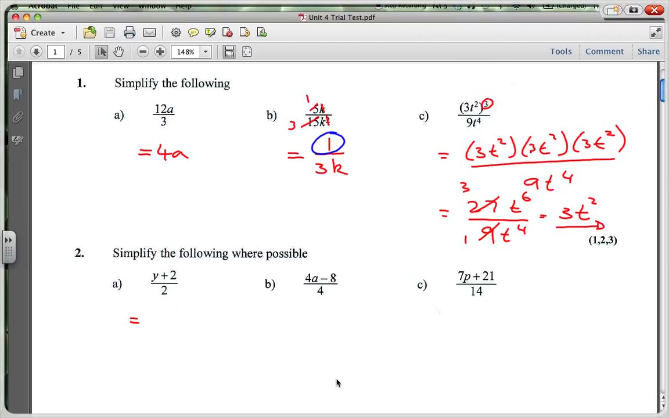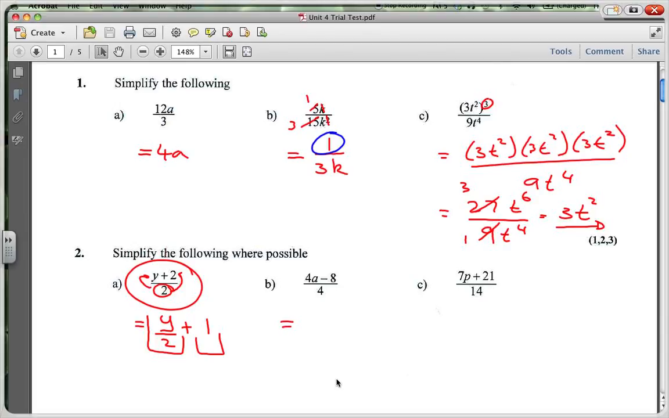Looking at this one over here, now the big mistake that people make is they just say this and that is equal to y. Now that is wrong, and the reason why that is wrong is because this 2 is dividing into both the y and the 2. So there's not much you can do with this. You can just leave it as it is, or if you wanted, you could write this as y over 2 plus 1, because now you're dividing the 2 into the y, that's here, and then the 2 into the 2 is the 1. So you could write it like that, but if you just left it like that, that would be fine.